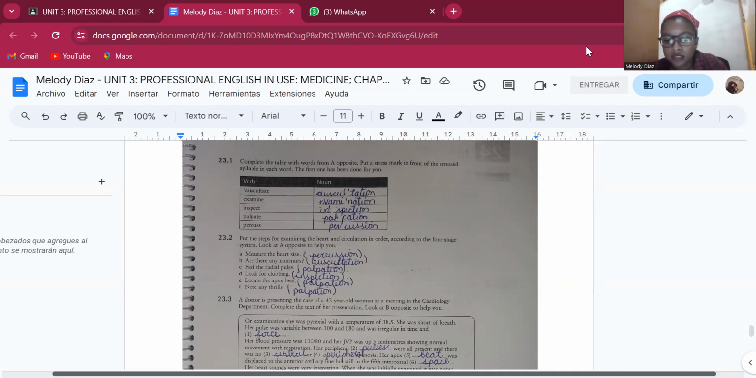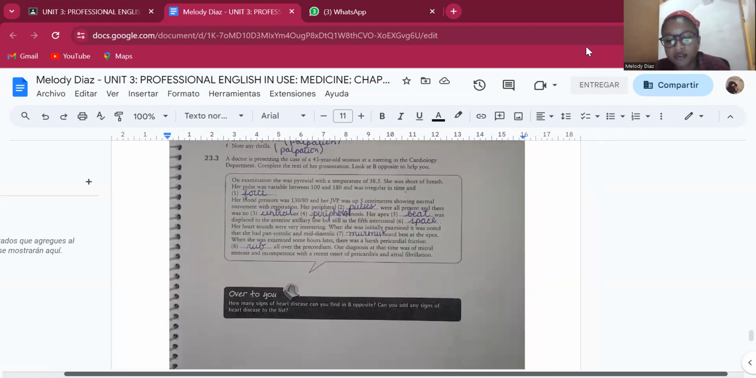Put the steps for examining the heart and circulation in order according to the four-stage system. Look at A opposite to help you. Measure the heart size, percussion. Are there any murmurs? Auscultation. Feel the radial pulse, palpation. Look for clubbing, inspection. Locate the apex beat, palpation. Note any thrills, palpation.